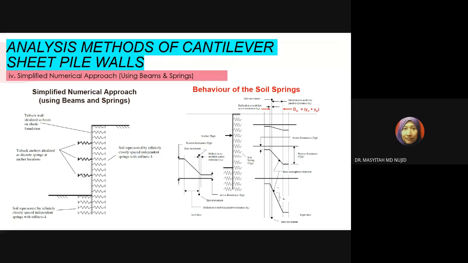So the next one is the simplified numerical approach. When you say the simplified numerical approach, you can use the beam behavior or the spring behavior.